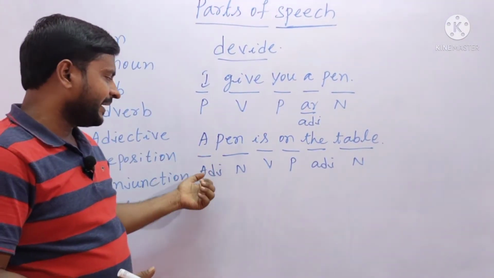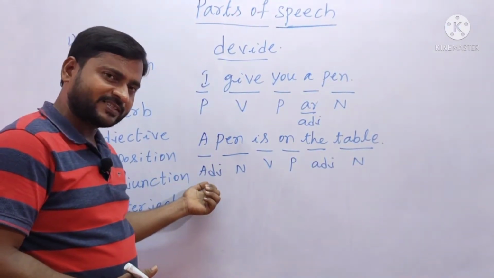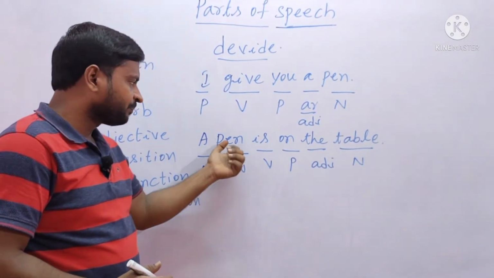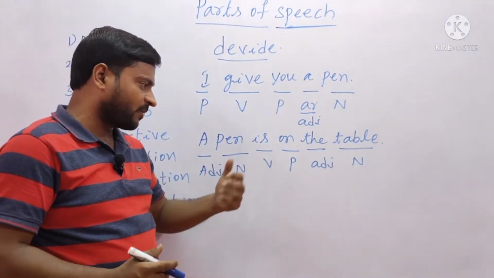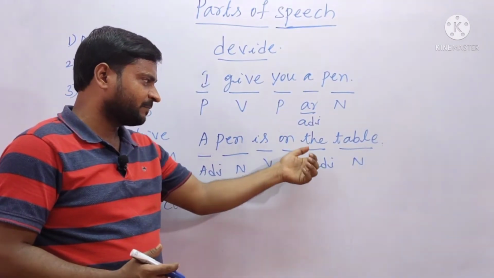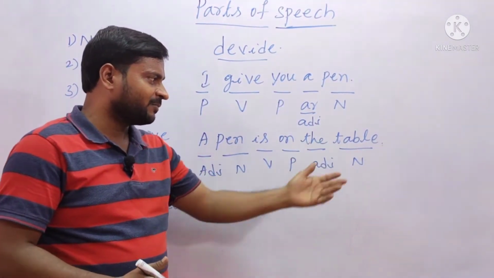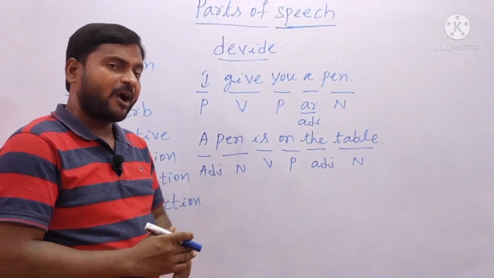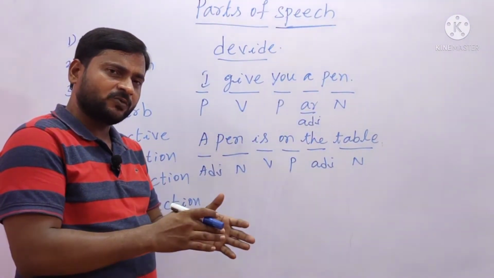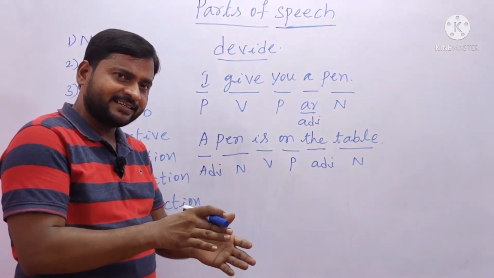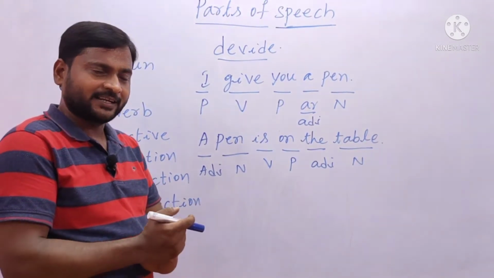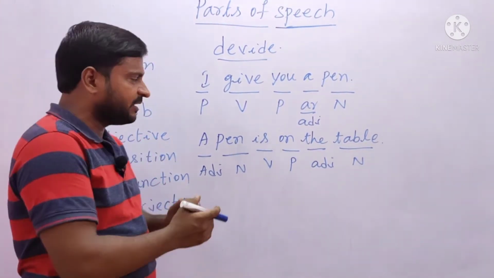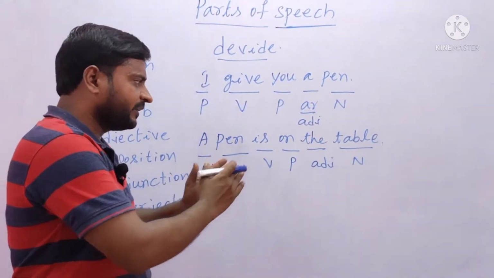Here, a is an article. In the parts of speech, it follows as an adjective. Pen is a noun. Is a verb. On is a preposition. The is an article. Table is a noun. You see, any noun we have possibility to use as an object in the sentence, as a subject in the sentence. And there is no limitation.